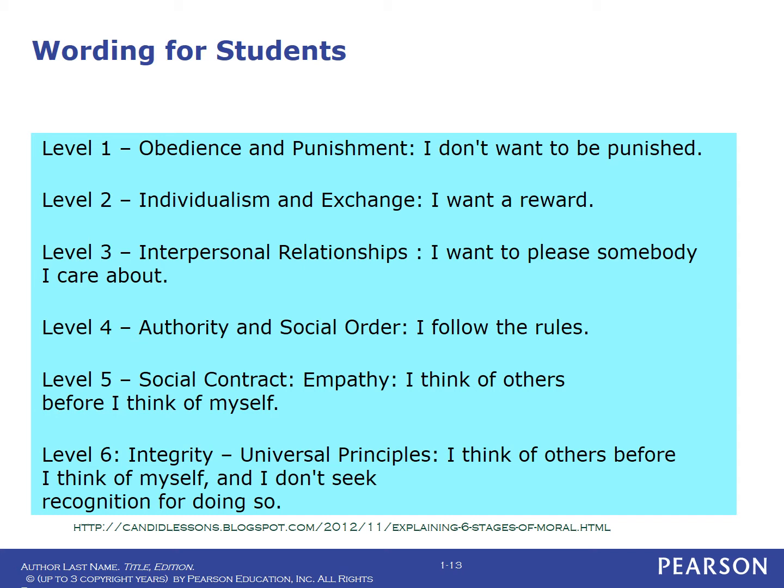There's a wording that will help you remember these, and you can talk about this with students. So, level one, obedience and punishment, is if a student says, I don't want to be punished. Level two, individualism and exchange, you might hear a student say, I want a reward. Level three, interpersonal relationships, I want to please somebody I care about. Level four, authority and social order, I follow the rules. Level five, social contract, empathy. I think of others before I think of myself. And finally, level six, integrity, universal principles. I think of others before I think of myself, and I don't seek recognition for doing so.